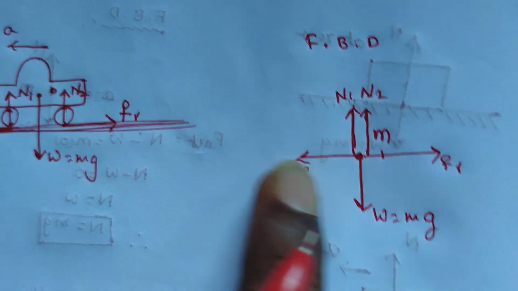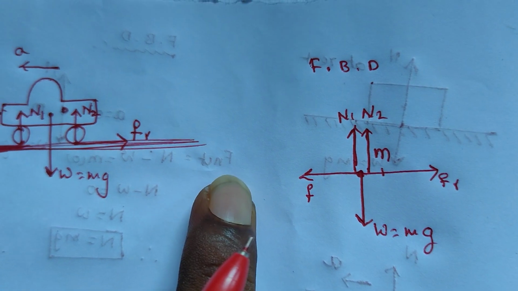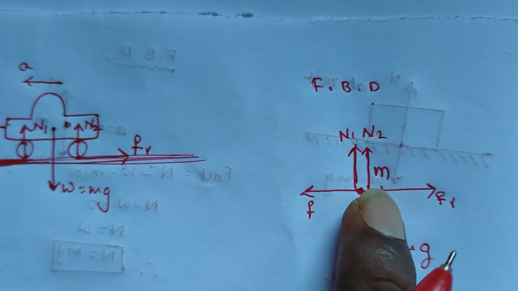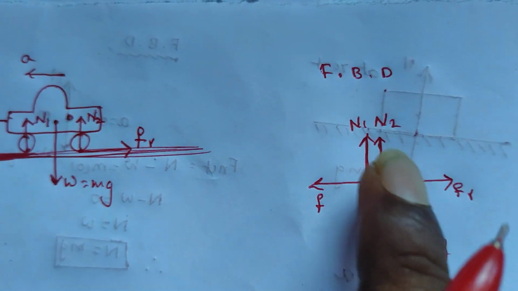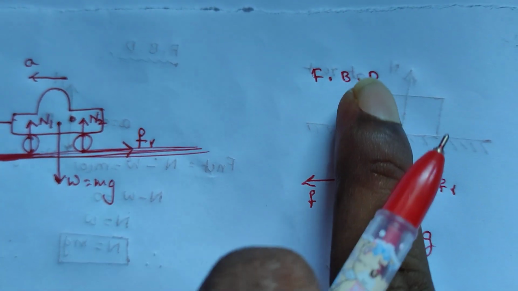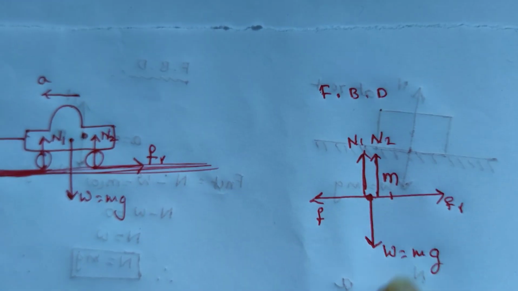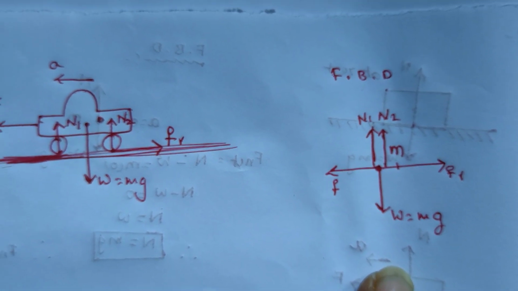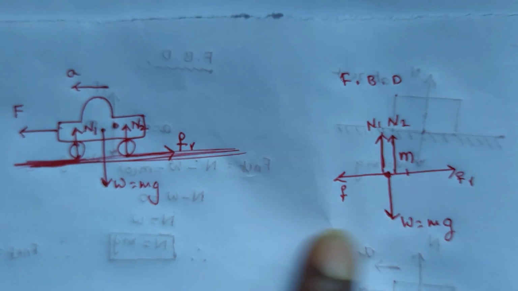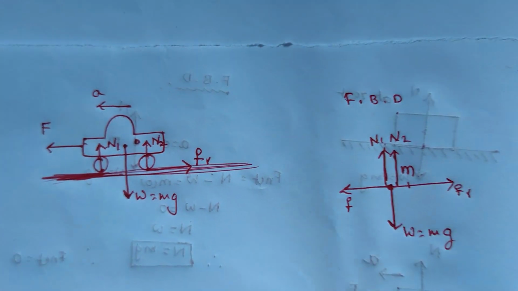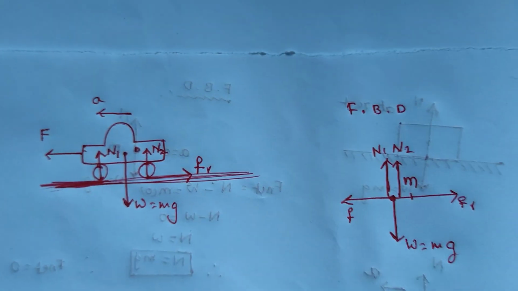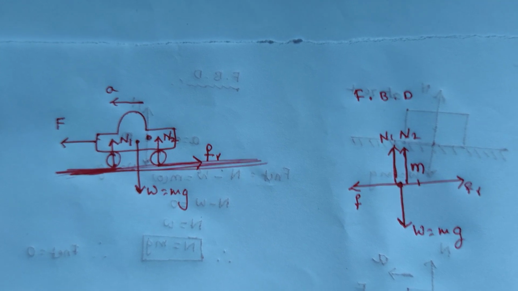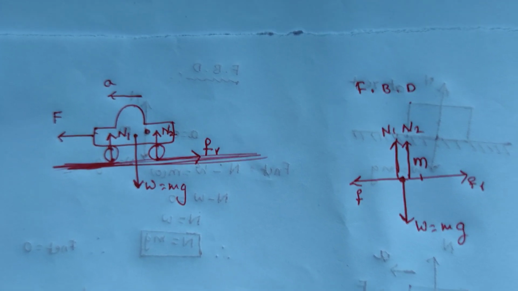Okay. So applied force acting along negative x-axis. Frictional force is acting along positive x-axis. Here N1 and N2 represented in vertically upward direction. Weight of the body represented vertically downward direction. So we have to follow these points for draw that free body diagram. Okay, students, do you have any doubts? No doubts. Okay, one more example I can explain for you.